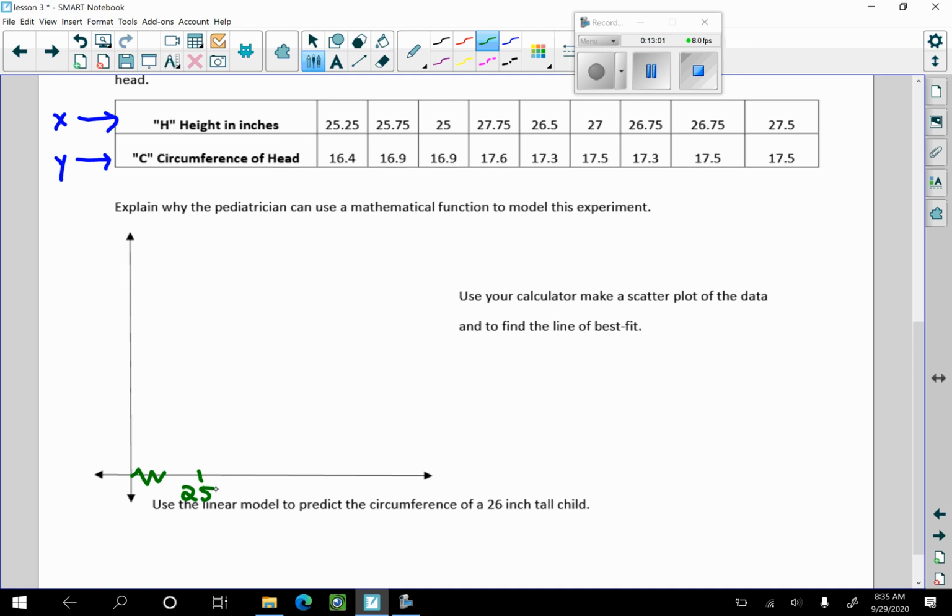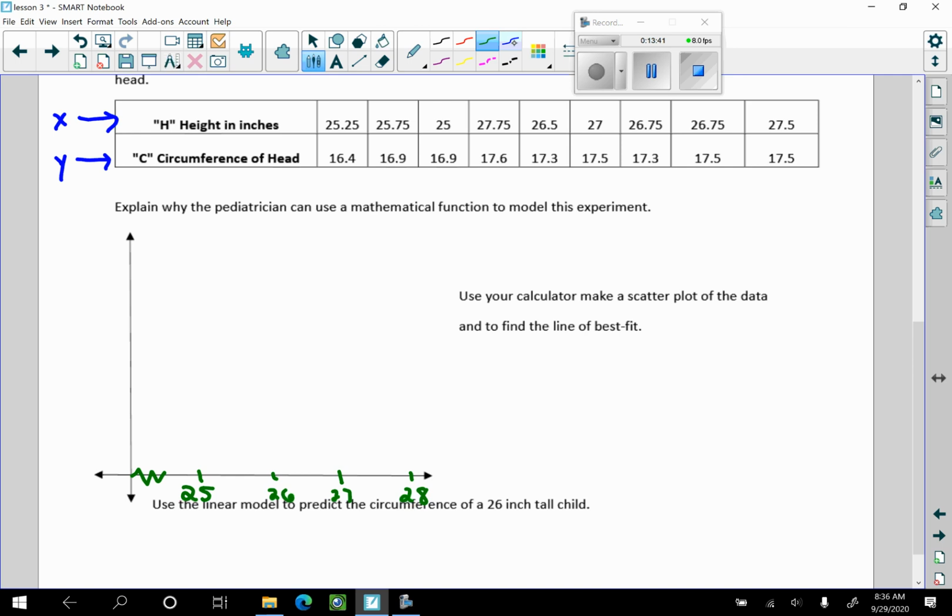And we go up to almost 28. So we're going to go up to 28 here. So 25, 26, 27. And now we can get an estimation of where these x inputs, if you will, I hate to say x's, are going to be. And if we look at our outputs, we're going to do the same thing. It looks like our circumference will range from about 16 to not more than 18, so about 17.